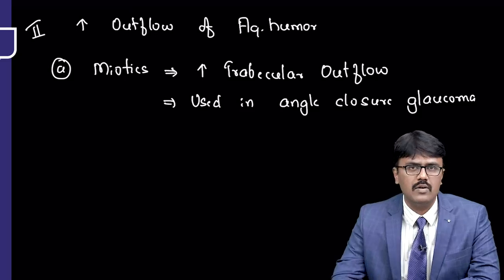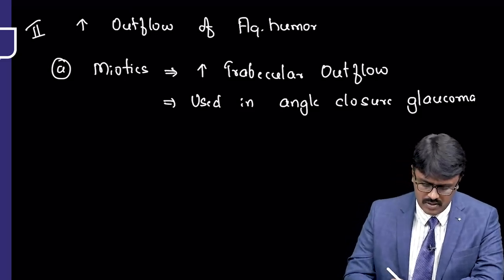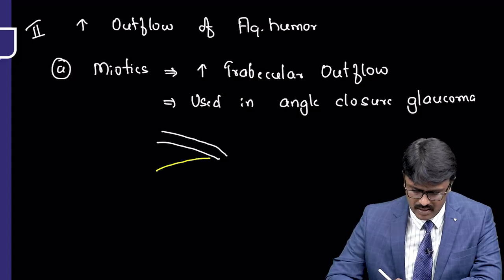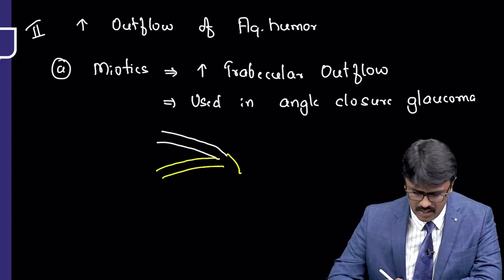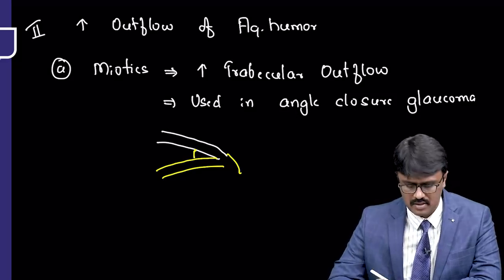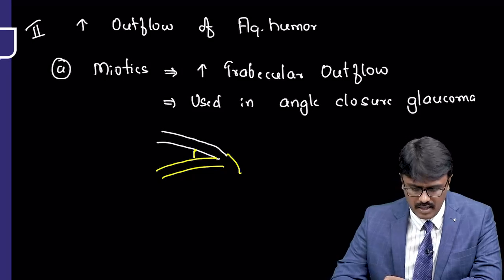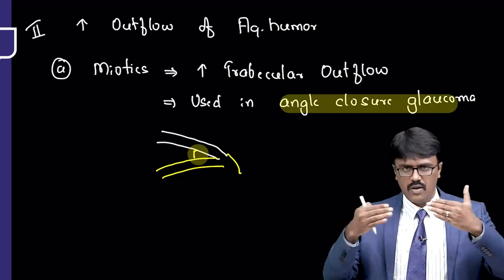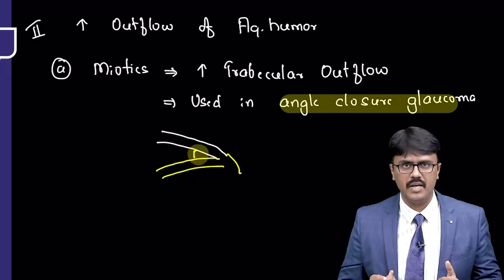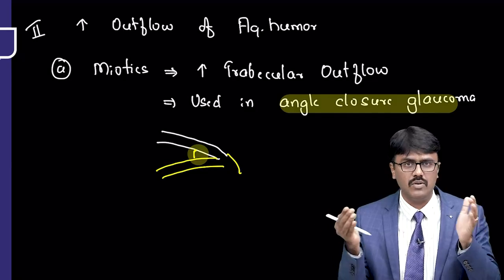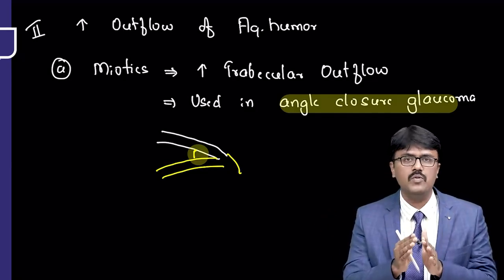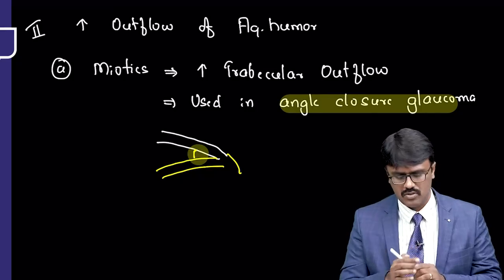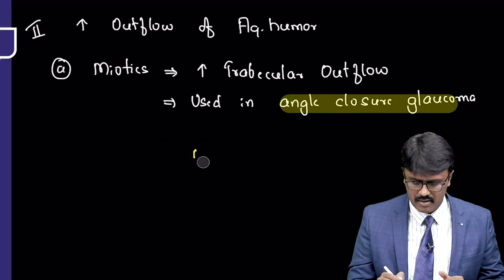So what is the problem in angle closure glaucoma? Suppose this is the cornea and this is the iris, right? So this is the angle between the cornea and iris. This is called the iridocorneal angle. In angle closure glaucoma, this angle is closed. When you cause meiosis, the angle gets opened up. But when you cause mydriasis, the angle will close. So in angle closure glaucoma, remember, we use miotics to treat. What we contraindicate is mydriatics. The angle will be opened by the miotics.